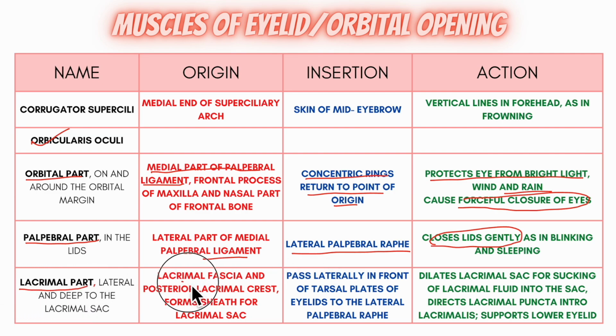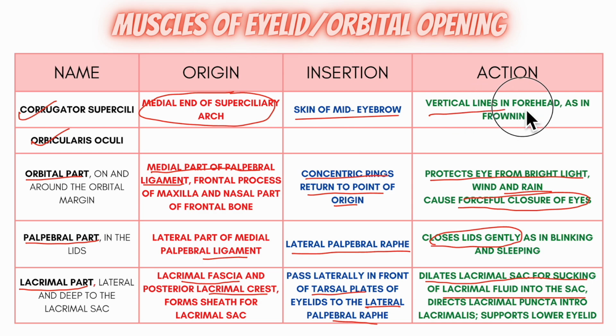Third, we learned about the lacrimal part. It originates from the lacrimal fascia and the posterior lacrimal crest. It passes laterally in front of the tarsal plates of the eyelids to the lateral palpebral raphe, and we learned that its action is it dilates the lacrimal sac for sucking of lacrimal fluid into the sac. Then we learnt about the corrugator supercilii muscle, that it originates from the medial end of the superciliary arch and it inserts into the skin of the mid eyebrow. Its main action is it forms vertical lines in forehead, as in frowning.